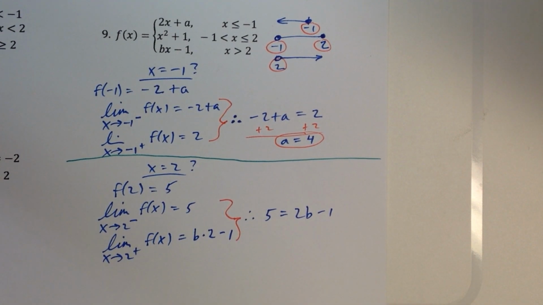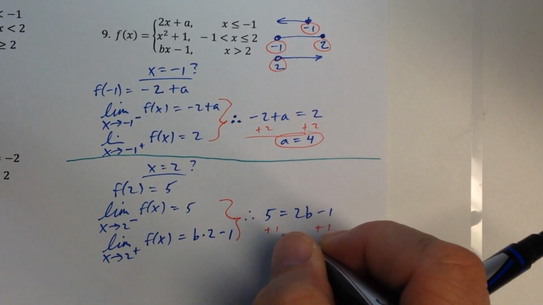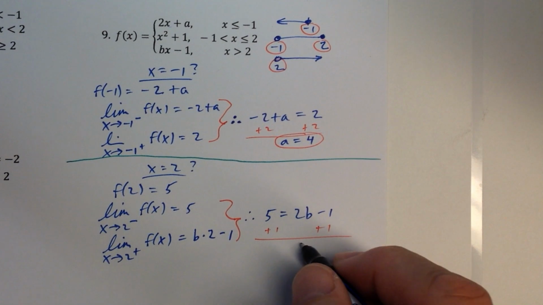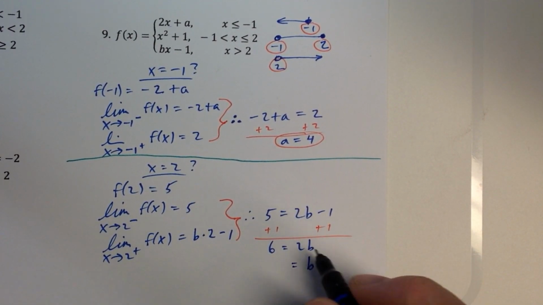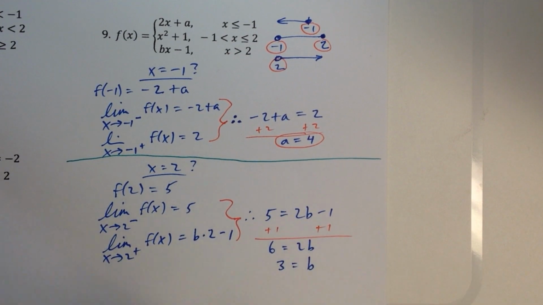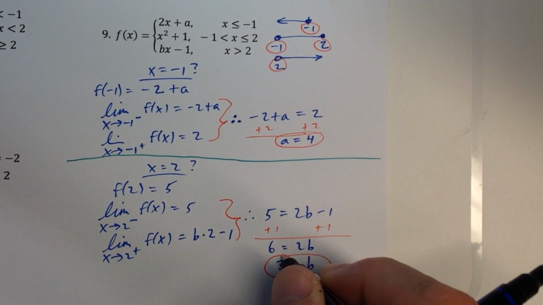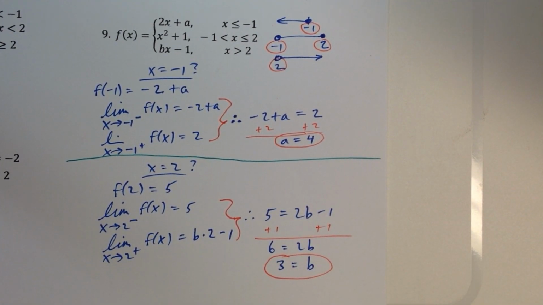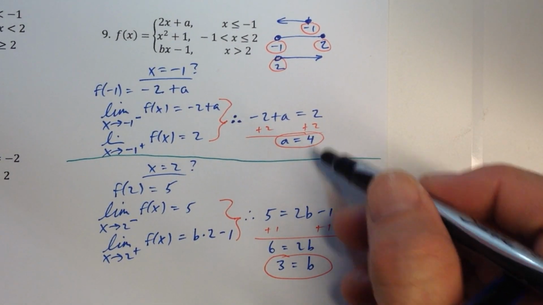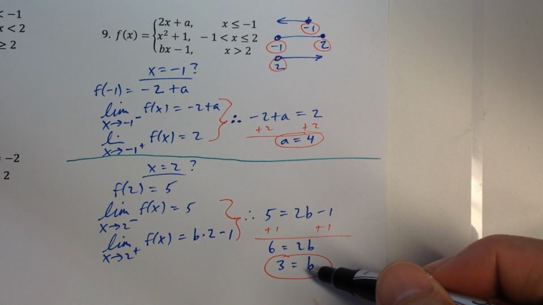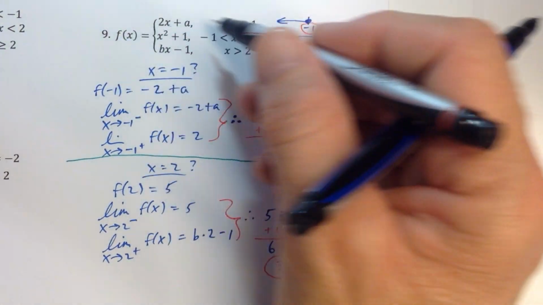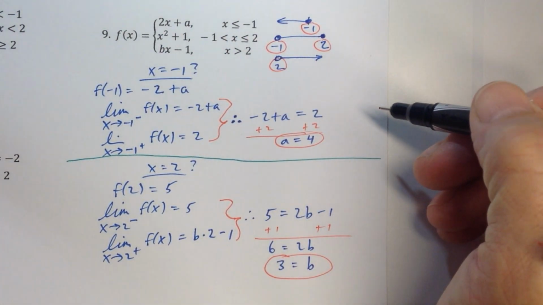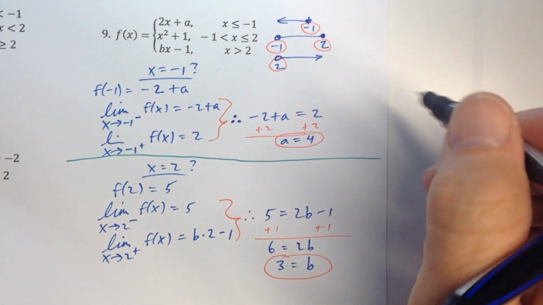And then you just have to solve for b. Adding 1 to both sides, we get 2b equals 6, and dividing both sides by 2 we get b equals 3. We have just found the a value and the b value so that f of x is continuous. That's it. So f of x is continuous for all real numbers. I think that's good.